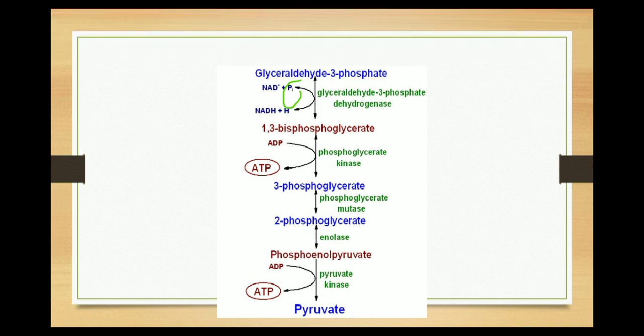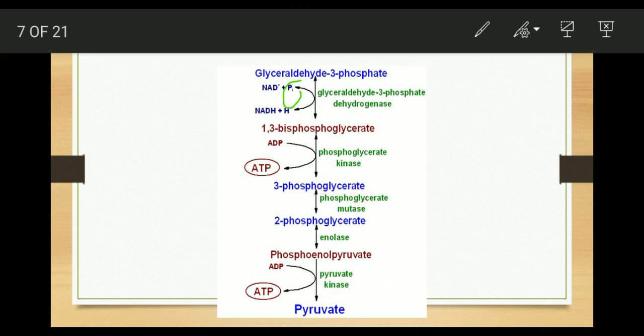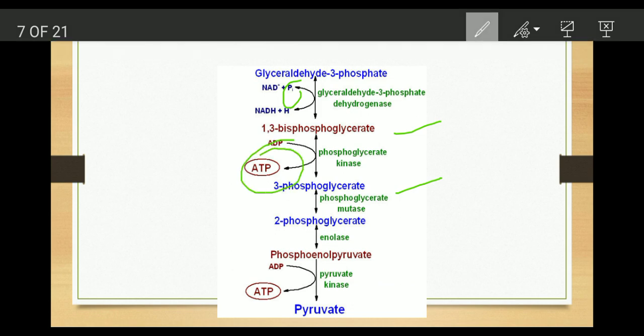After that, 1,3-bisphosphoglycerate converts into 3-phosphoglycerate. Here you can see one phosphate group is being removed, converting it into 3-phosphoglycerate, and that phosphate group is utilized in the formation of ATP, as you can clearly see here, guys.